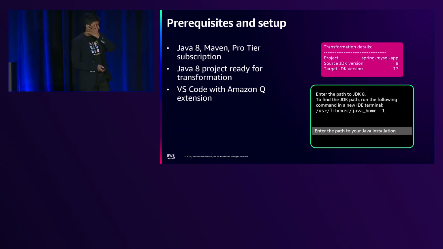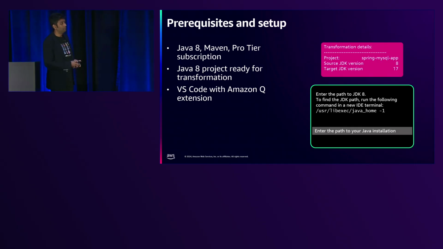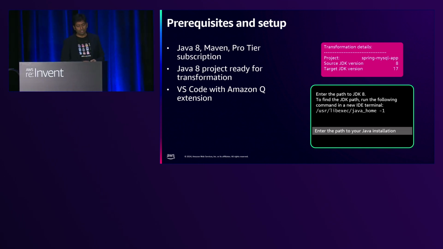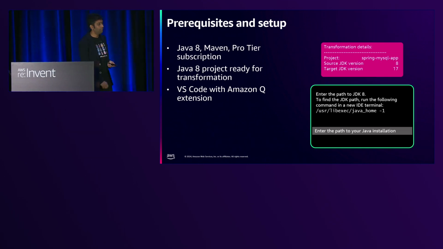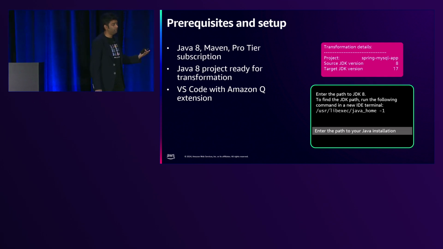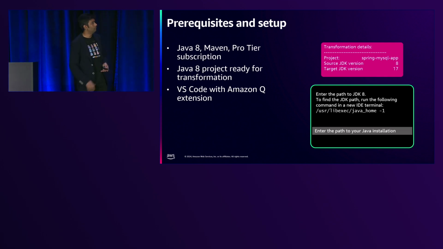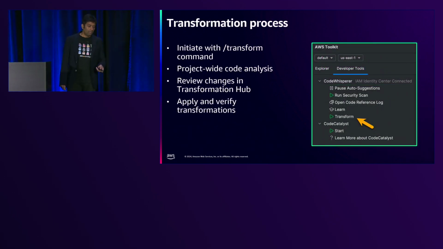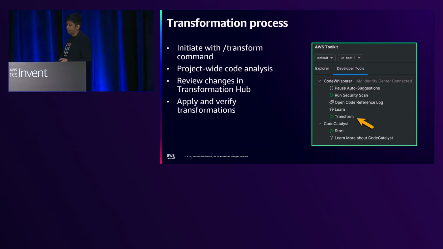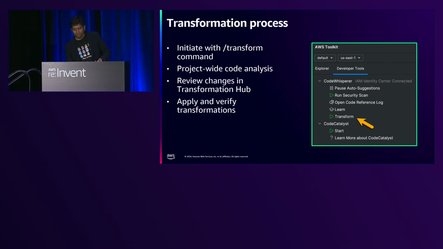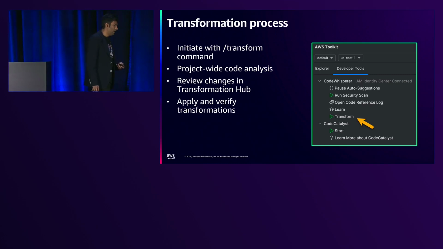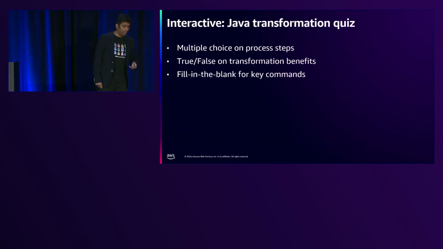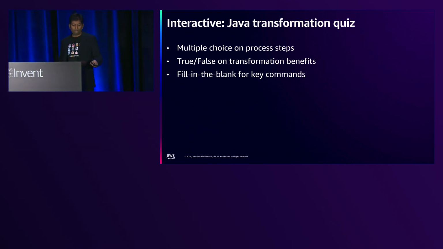So you can make use of Java 8 Maven Pro tier subscription. Right? You can also use a Java 8 project ready for transformation. You can also use VS Code if you want to use VS Code instead of IntelliJ. It's just two different IDEs. You can use any one of the IDEs to transform your code there. Right? You can also click on the Developer Tools tab, and then click on Transform, which is equivalent to typing Transform on the Amazon Q chat interface. It can help you transform entire code to the newer versions of runtime.